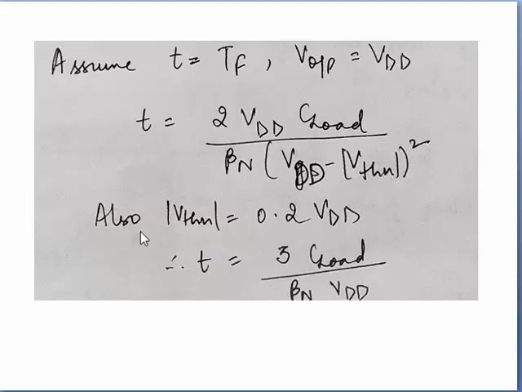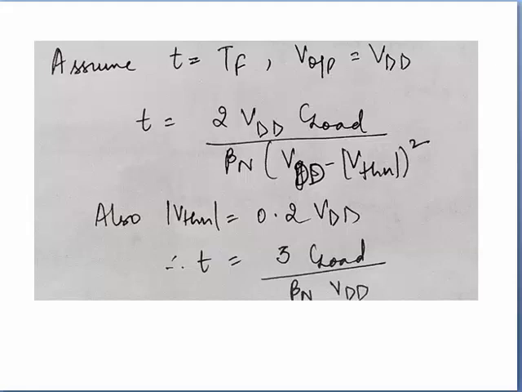So also by putting VTHN, that is the threshold voltage of the NMOS transistor, equal to 0.2 VDD, the fall time TF becomes 3 into C load divided by beta N into VDD. So this is the fall time CMOS delay. Fall time means it is the time during transition when the output switches from 90% to 10% of the maximum value.